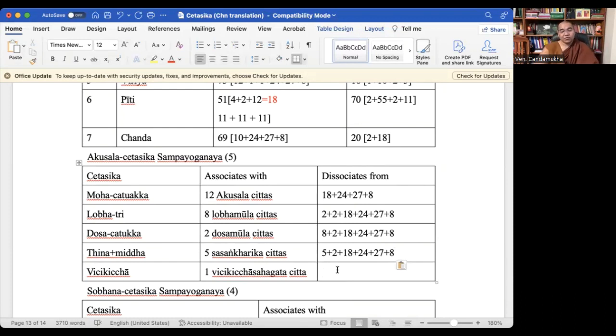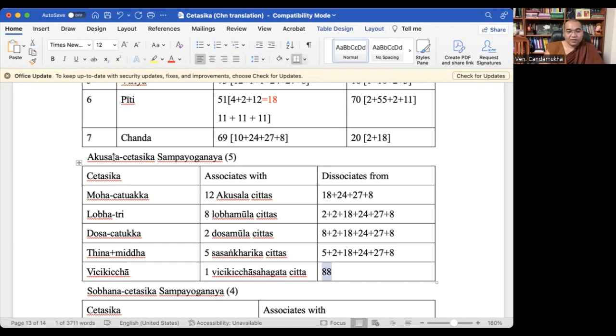Okay. So also Vicikiccha associates only with the one Vicikiccha Sagata Citta. So the remaining is 88. Vicikiccha Cetasika is doubt, skeptical doubt: doubt about the Buddha, Dhamma, Sangha, doubt about karma and its result. So this Cetasika associates only with the one Vicikiccha Sagata Citta. It does not associate with the other 88 Cittas. So that is also one Sampayoga method.